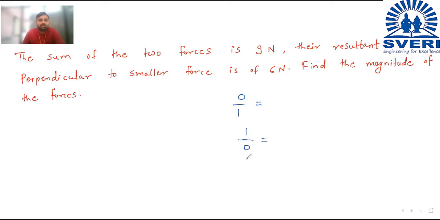0 by 1, what is the answer? 0 by 1 is 0. Okay. And 1 divided by 0? Infinity. This is infinity. Okay. Now we are interested in this. Here you can look: 1 divided by 0 is infinity. So I can say that whenever I get the answer as infinity, the denominator is 0. Are you getting my point? Whenever I am getting the answer infinity, anywhere, then I can say that the denominator is 0. Is it right?